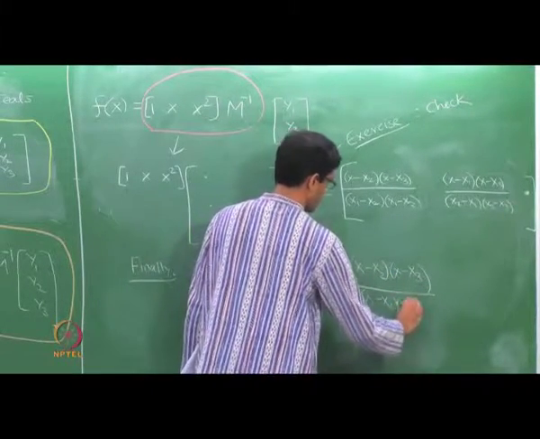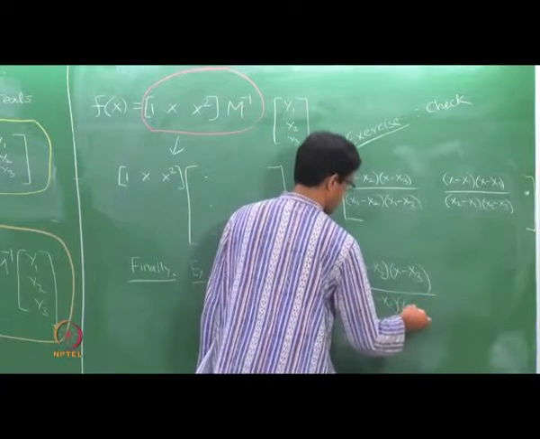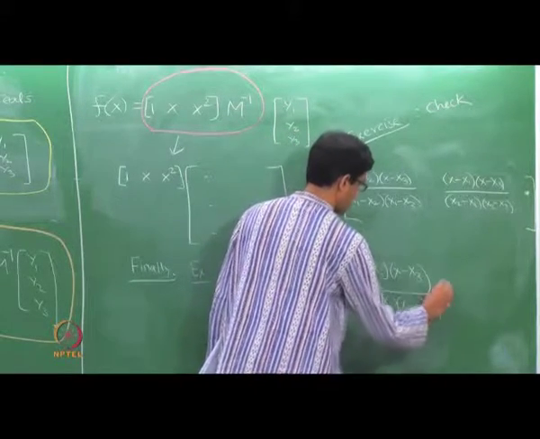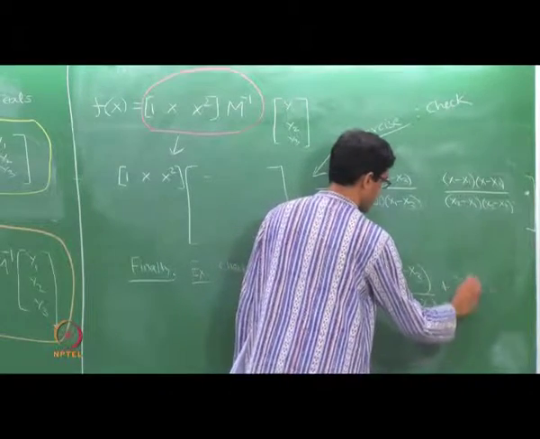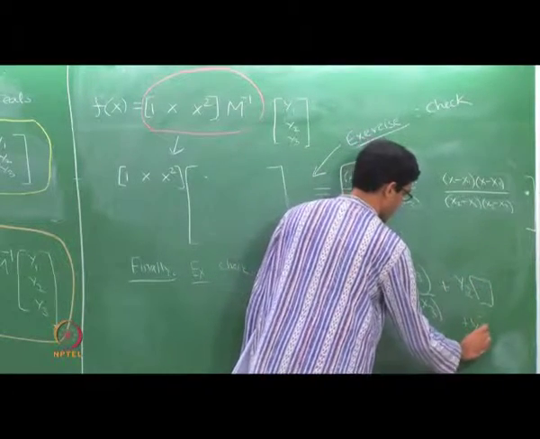x2, x1 minus x3, plus two more terms, y2 into something plus y3 into something.